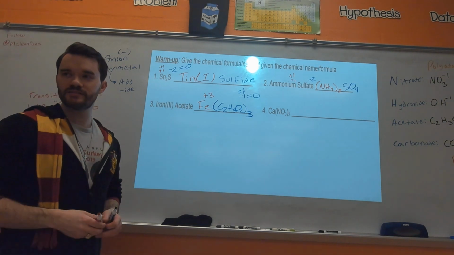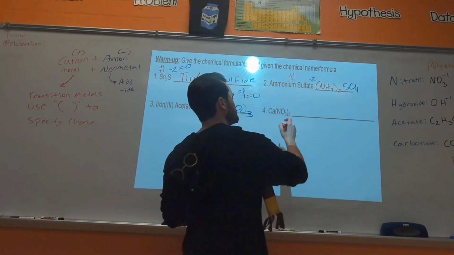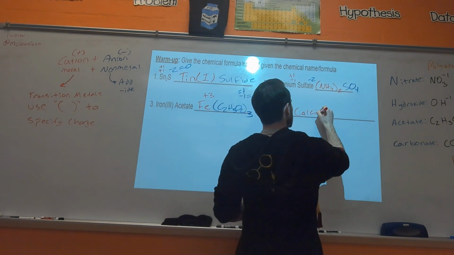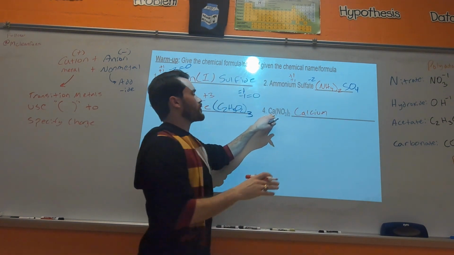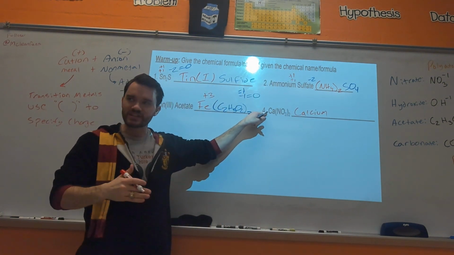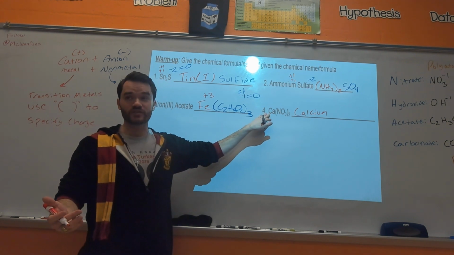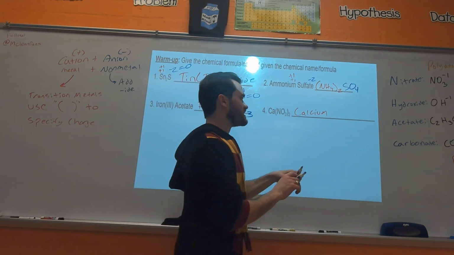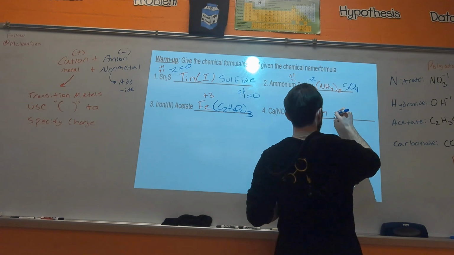Yeah, go for it, Trevor. Calcium nitrate. Calcium nitrate, good. Ca is calcium. Now, before you go further, you have to ask yourself, is calcium a transition metal or not? Calcium is not a transition metal, so we don't need parentheses. And then NO3, that's nitrate.